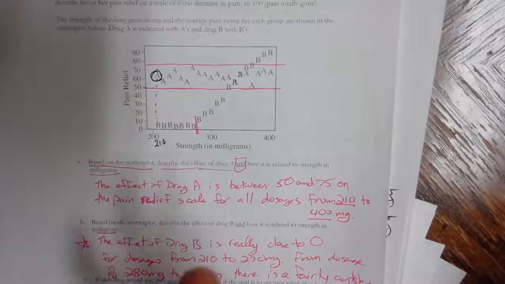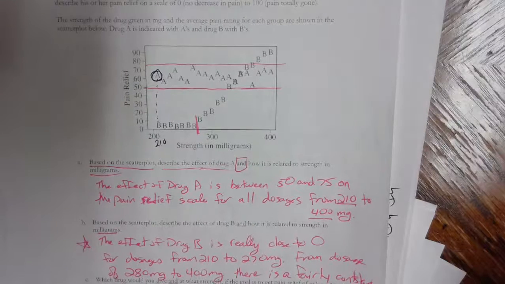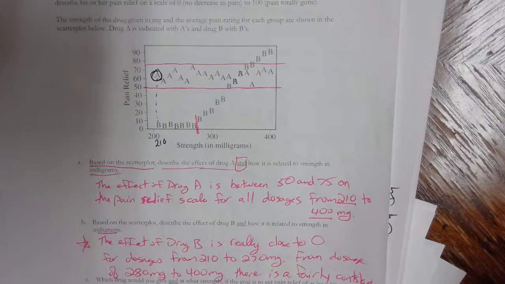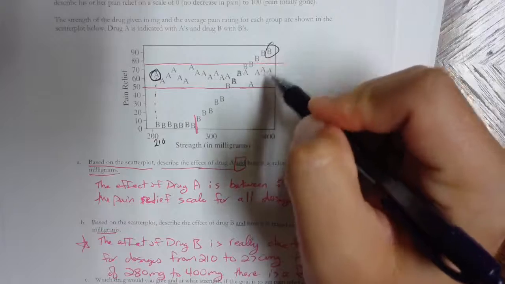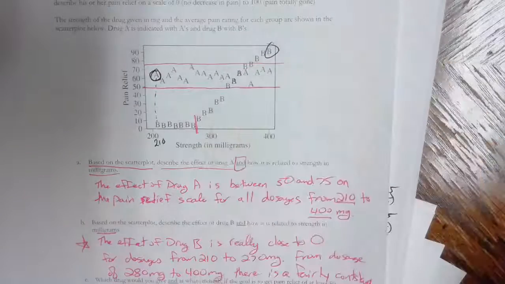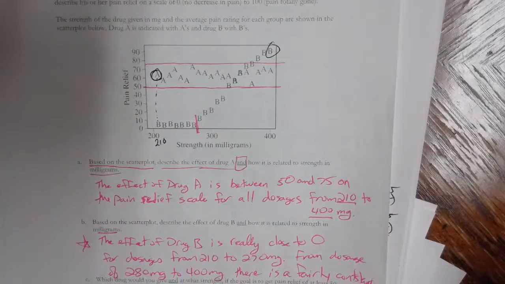Now if the goal was different, if the goal was getting as much pain relief as possible, I think that would change our answer here. We would say, well, let's just give B at 400 milligrams. That would probably help the most. That seems to be the case from the display. B does work great at 400, better than A. But if the goal is least dosage and getting at least 50 pain relief, we're going to go with drug A here.